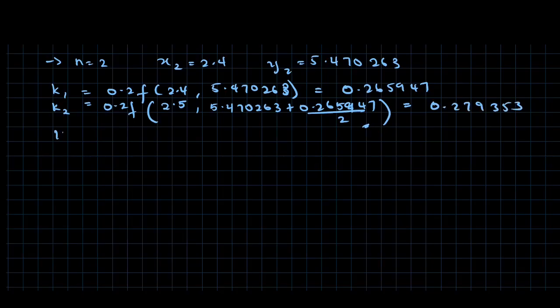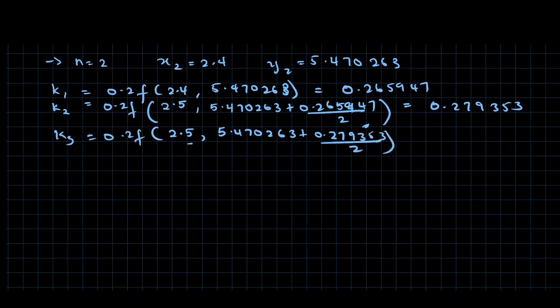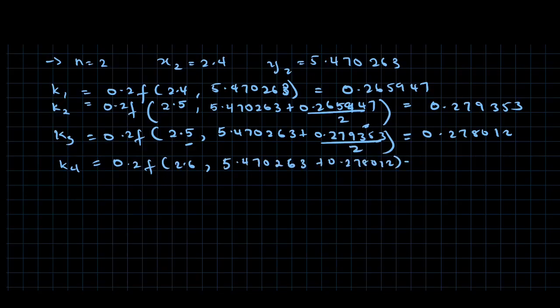Then for k3, we're going to have 0.2 f(2.5, ...). This 2.5 was gotten the same way, 2.4 plus 0.2/2. This is going to give you 0.278012. And then for k4, you're going to get 0.2 f(2.6, ...). This is going to be 2.4 plus 0.2, that's plus h alone, and then y2 plus k3, which is going to give you 0.290345. So now y3, using the same formula from before, is going to give you 5.748767.